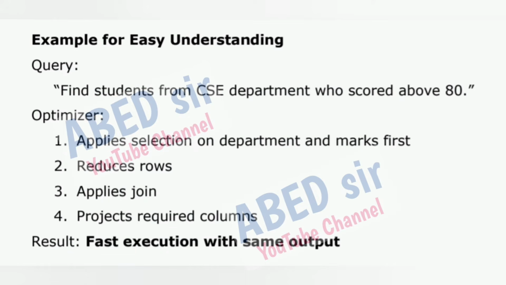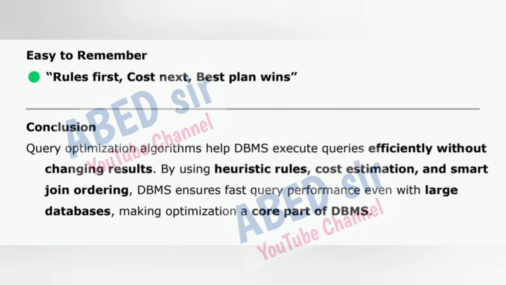Example for easy understanding. Query. Find students from CSE department who scored above 80. Optimizer. 1. Applies selection on department and marks first. 2. Reduces rows. 3. Applies join. 4. Projects required columns. Result: fast execution with same output. Easy to remember. Rules first, cost next, best plan wins.